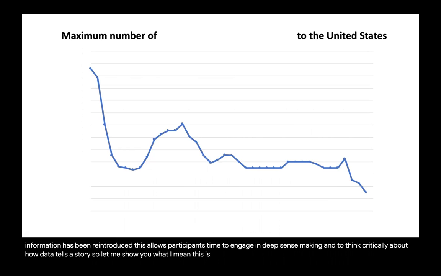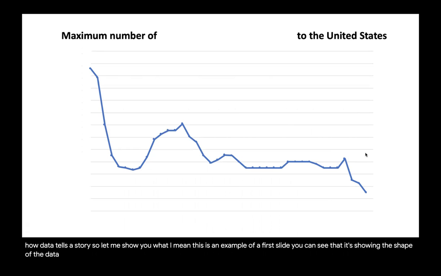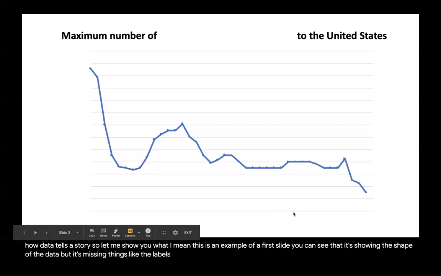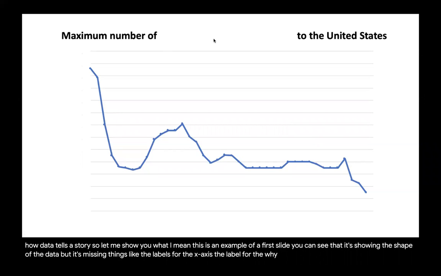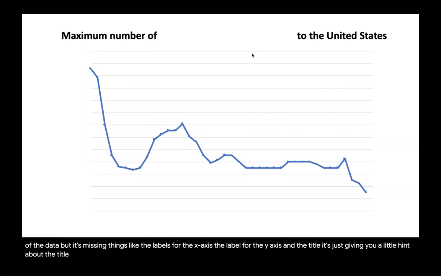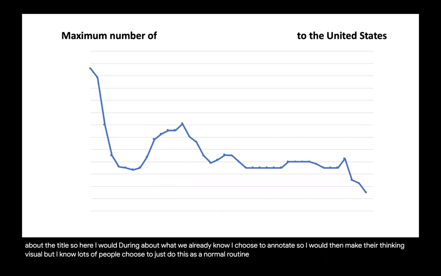This is an example of a first slide. You can see that it's showing the shape of the data, but it's missing things like the labels for the x-axis, the labels for the y-axis, and the title. It's just giving you a little hint about the title. So here I would have participants spend a lot of time noticing and wondering about what we already know. I choose to annotate, so I would then make their thinking visual, but I know lots of people choose to just do this as an oral routine, discourse-based, where you are just listening.